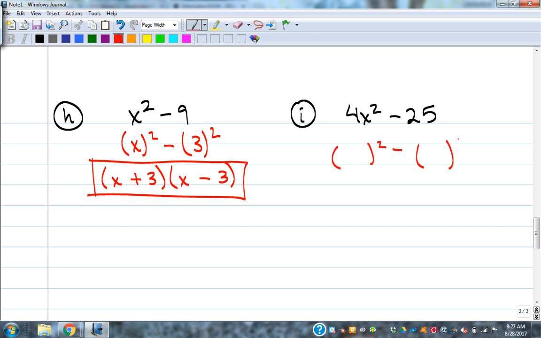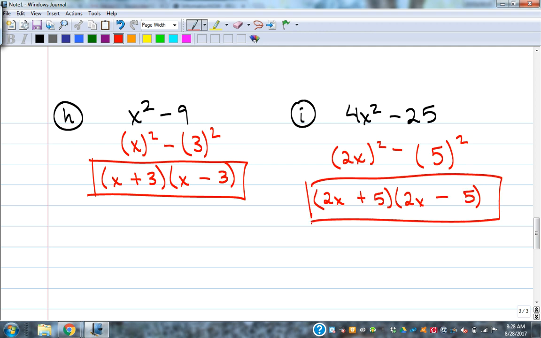So I'm going to think this. What squared gets me 4x squared? 2 and an x. What squared is going to get me 25? 5, right? If you can rewrite it like that, that means it's a difference of squares. The factors are easy. 2x in the front, 5 in the back, plus, minus. And you're factoring a difference of squares.